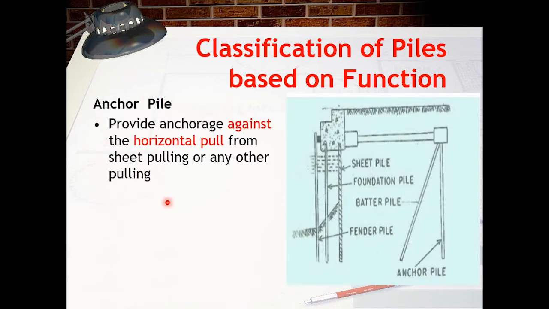For anchor pile, it provides anchorage against the horizontal pull from sheet pulling or any other pulling. Different daripada tension pile. Tension pile lebih kepada moment yang akan overturn the pile. This one, the force tu adalah horizontal. Jadi this pile anchor the structure supaya structure tu tak fail horizontally.